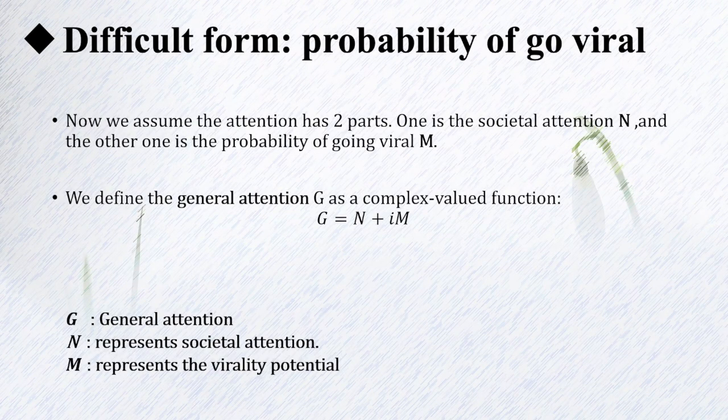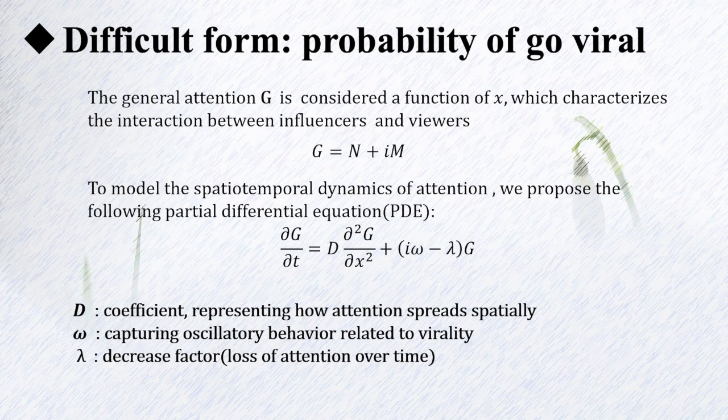We add even more depth by introducing complex numbers. We assume that attention G is made of two parts, N for social attention and M for the probability of going viral. So we write it as G equals N plus iM, where i is the imaginary unit. This lets us capture both real-world attention and hidden viral potential.